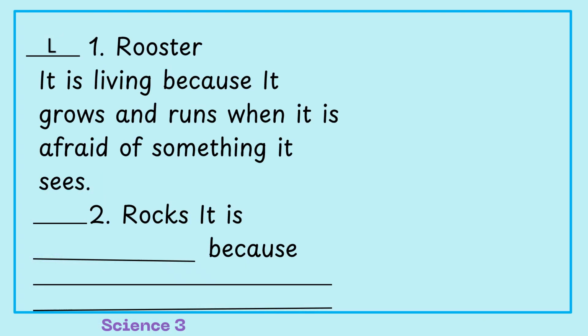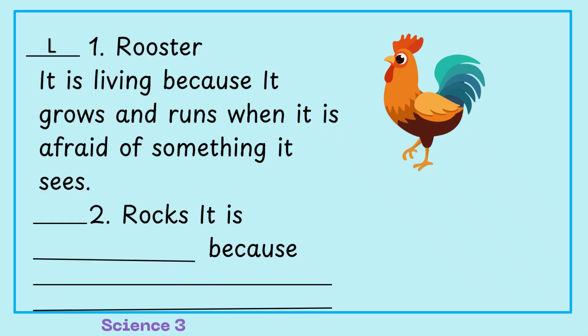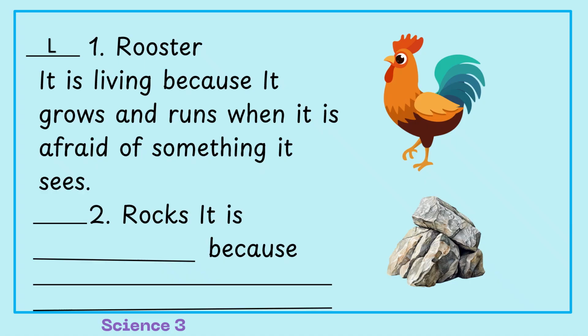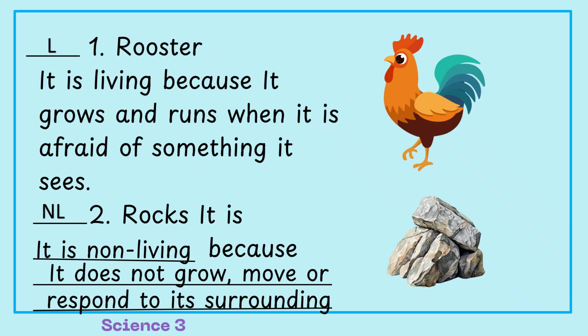So for number 1, rooster. It is living because it runs when it is afraid of something it sees. Now for number 2. What is your answer, kids? The answer is NL, or non-living. Rat. It is non-living because it does not grow, move, or respond to its surroundings. Very good, kids.